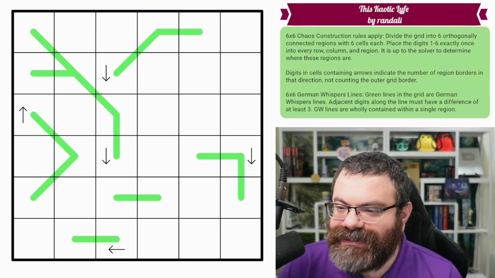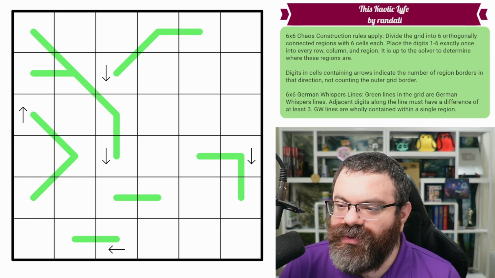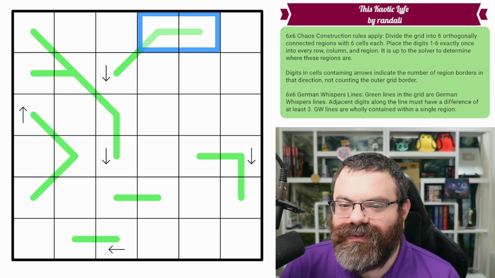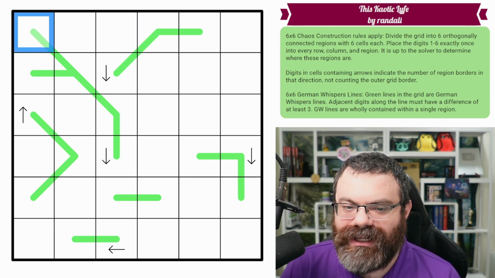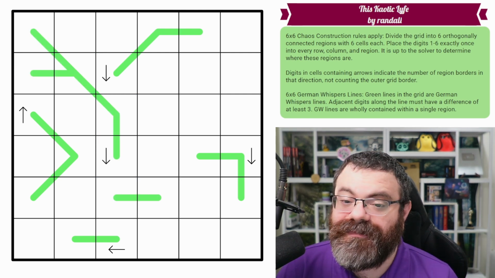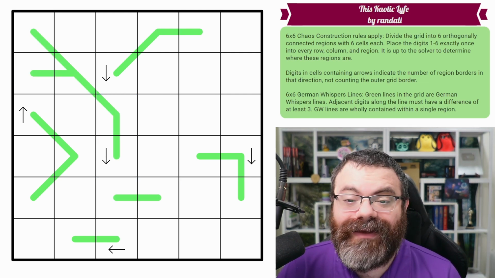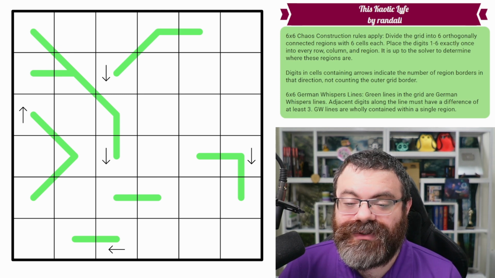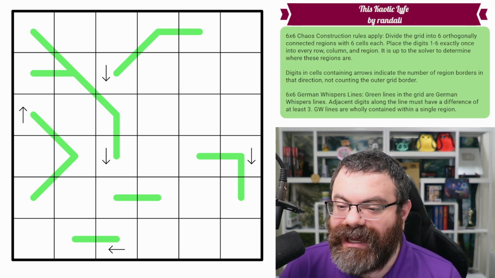In addition to that, German whisper lines are wholly contained within a single region. So all 3 of these cells are in the same region. All of these cells are in the same region. These 2 are in the same region, etc. So that'll help us with the regions as well. And that's it. Those are the rules. There's a link in the description if you'd like to try the puzzle yourself, and I'm going to get started right now.